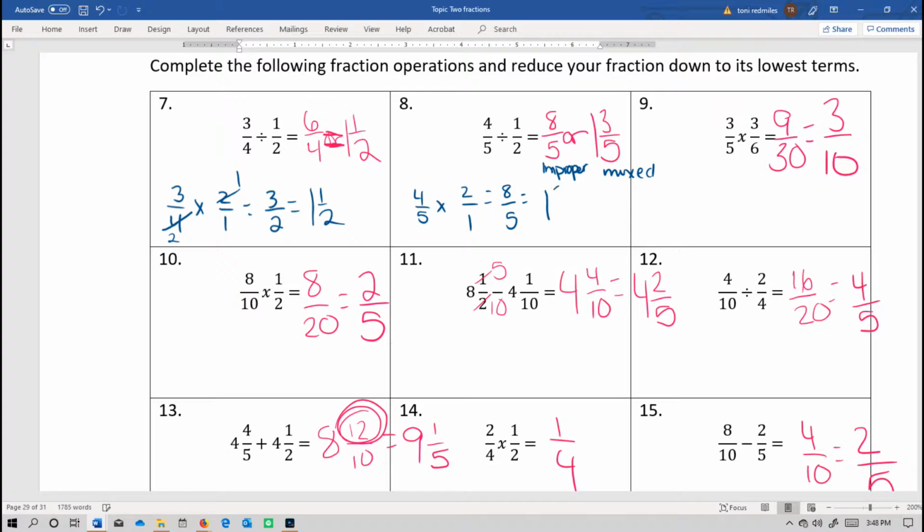5 goes into 8 three times with 3 left over. All right. So in this one, I multiplied across the top, got 9. Multiplied across the bottom, got 30. Okay, then I reduced that down to 3/10.